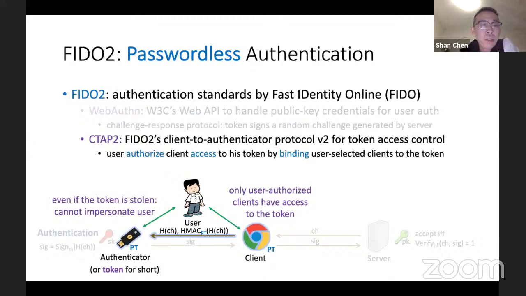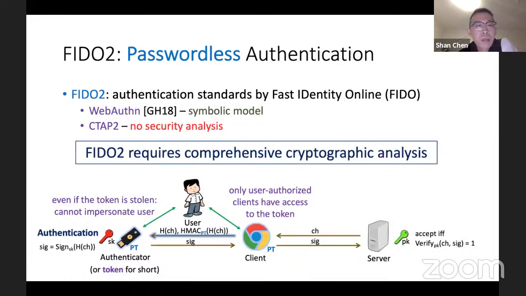And the second component is called CTAP2. It's used by the user to authorize the client access to his token by binding the user-selected clients to the token. So the goal is to guarantee that only the user-authorized clients can have access to the token. So why do we need this? Because with this protocol, even if the token is stolen, the attacker still cannot easily impersonate the user because it will require user-authorized access to the token device.